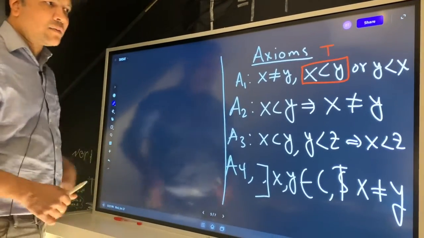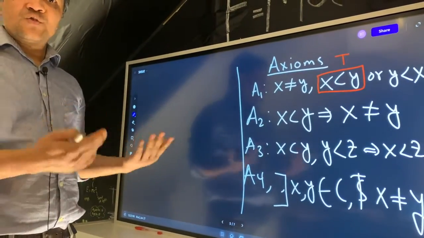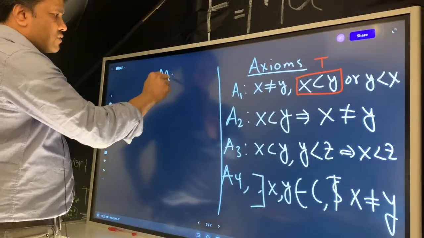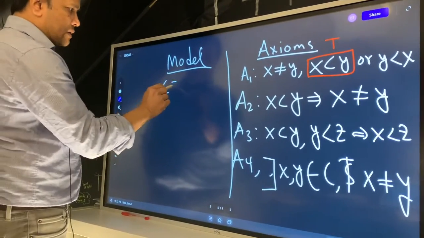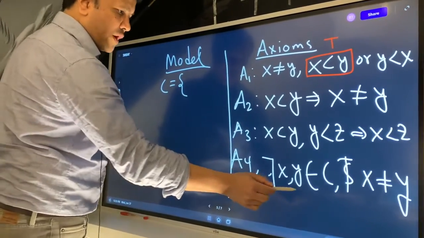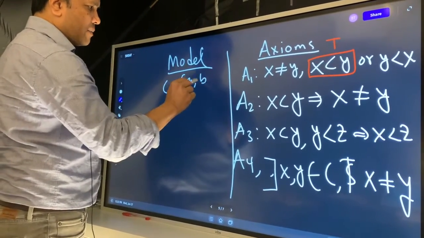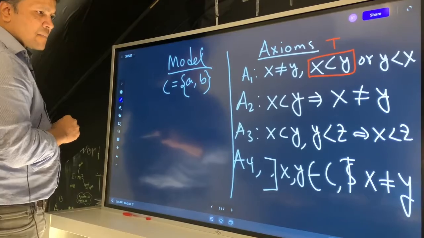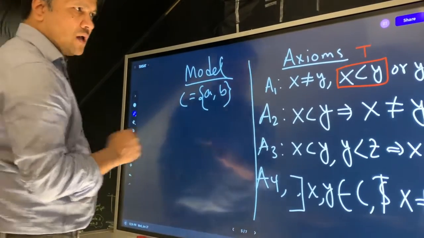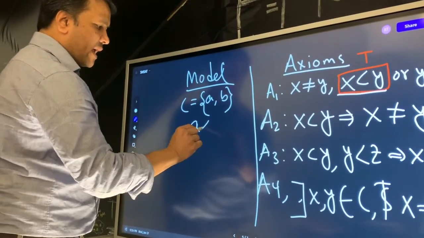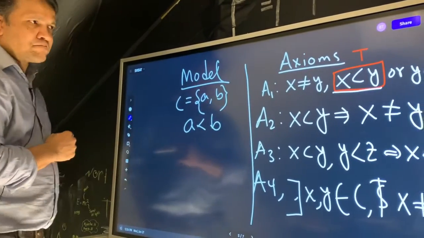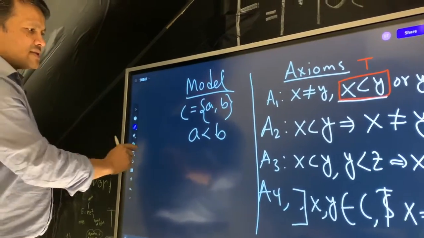Now when we talk about any axioms, it's always good to give you a model. So let's give you the model. It is a set that contains 2 points, let's say a comma b, and also the operator. All right, so this is our model.